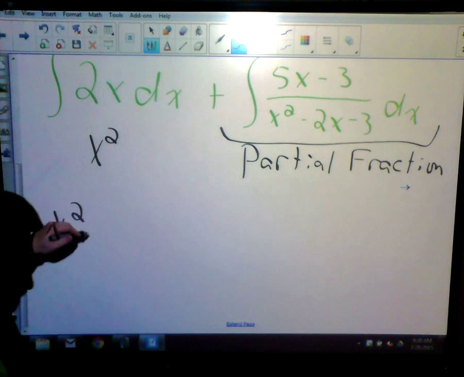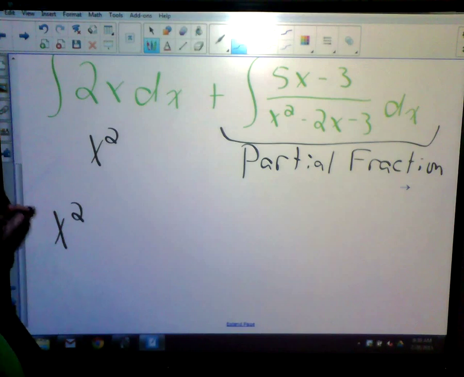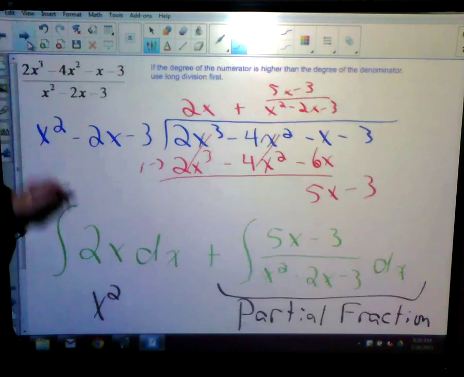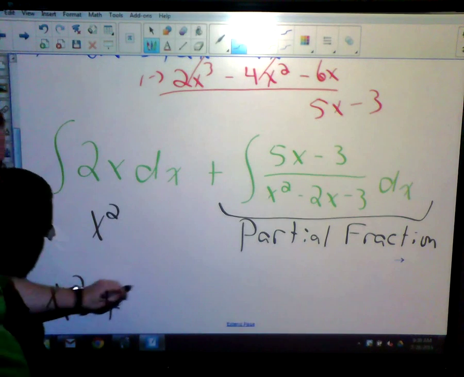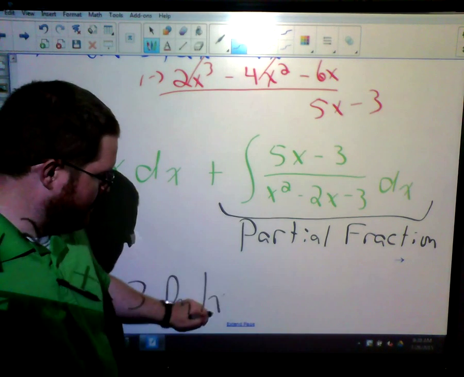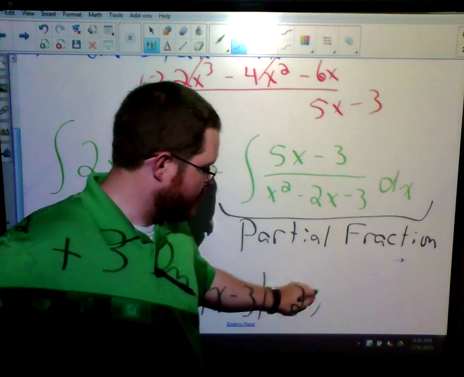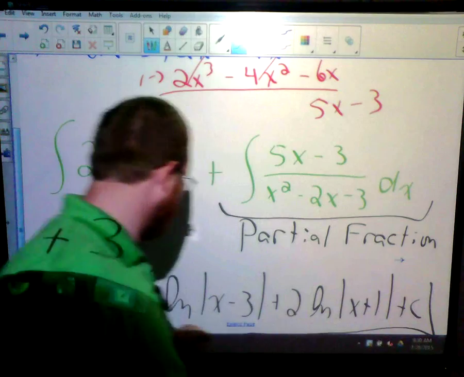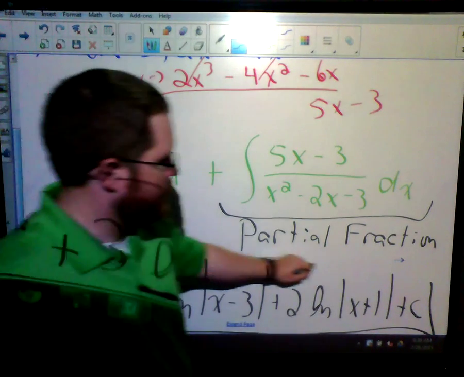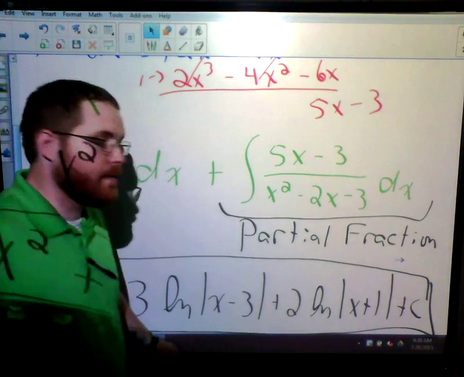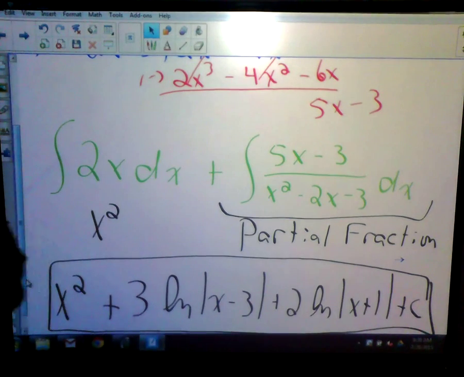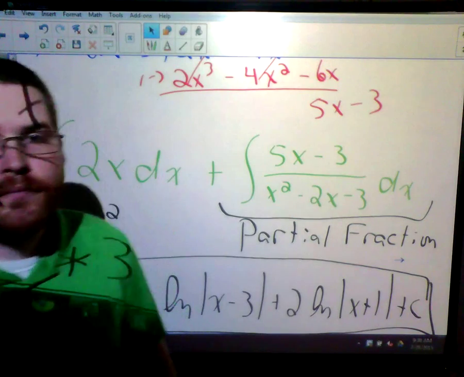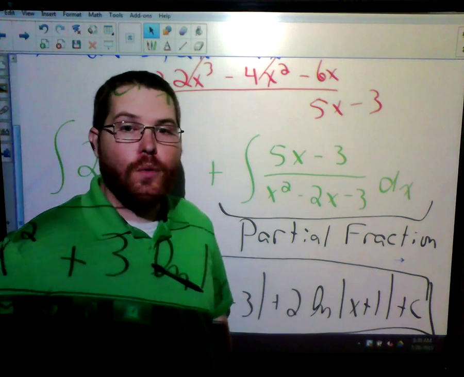It's x squared plus the answer from before. 3 natural log of x minus 3 plus 2 natural log of x plus 1 plus c. So, this one, when the top is bigger than the bottom, divide it out. Whatever's left over might be a partial fraction. And again, the reason I didn't do this one is it's the same problem we just did. So that's partial fractions. If you have any questions, come talk to me.